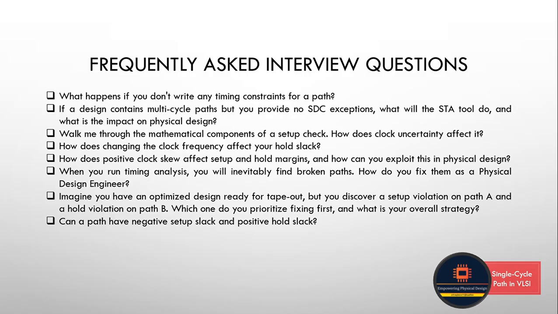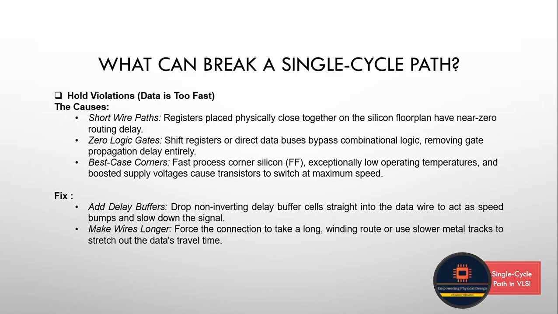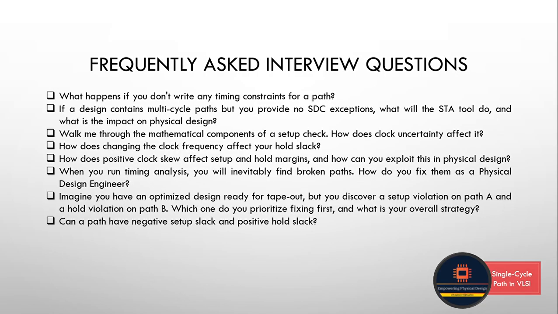Now, the next question is, when you run timing analysis, you will inevitably find broken paths. How do you fix them as a physical design engineer? As I have already discussed, you can just go through it. Now, imagine you have an optimized design ready for tape out, but you discover a setup violation on path A and a hold violation on path B. Which one do you prioritize fixing first, and what is your overall strategy?